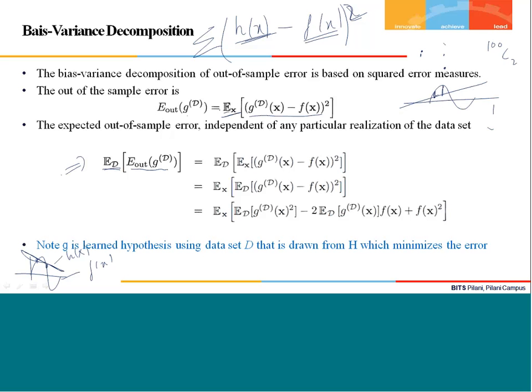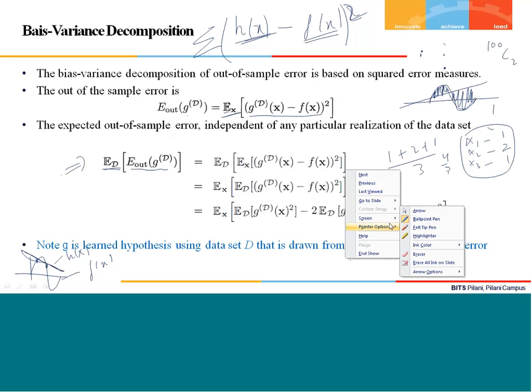So this is my error, right? This is all my error. So on average, what is the error for X? Let's say there are three points, x1, x2, and x3. For x1 the error is 1, for x2 the error is 2, and for x3 the error is 1. So the expected error for X is 1 plus 2 plus 1 divided by 3, so it will be 4 divided by 3. Right? This is the expected error on average for E_x.